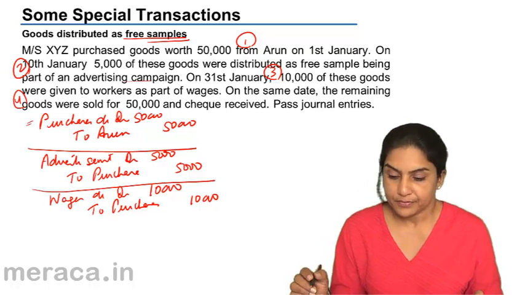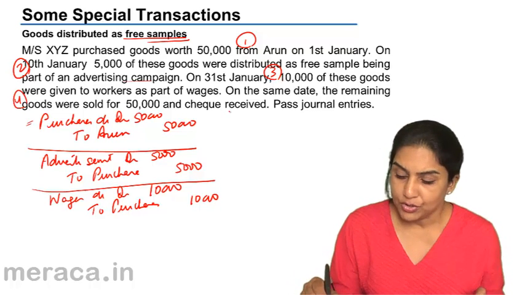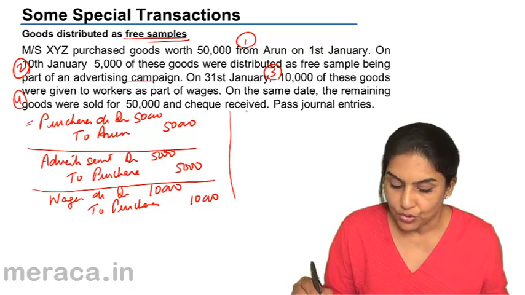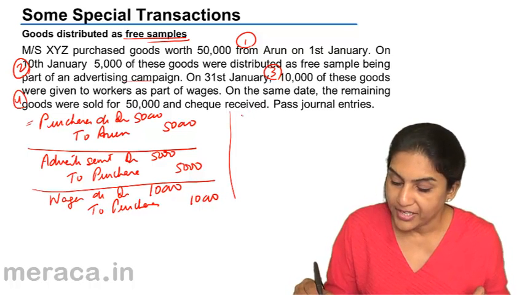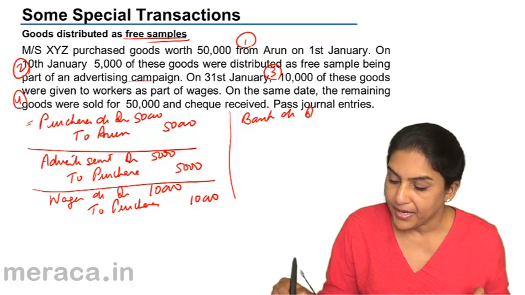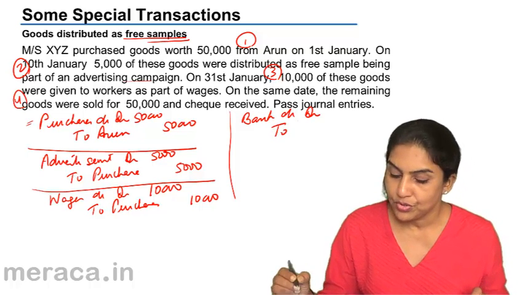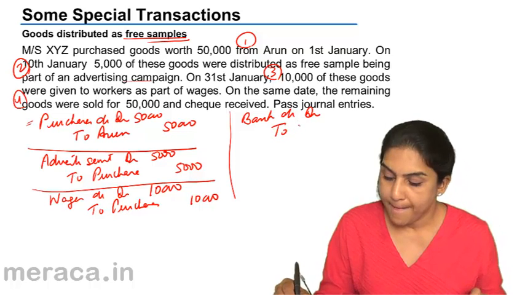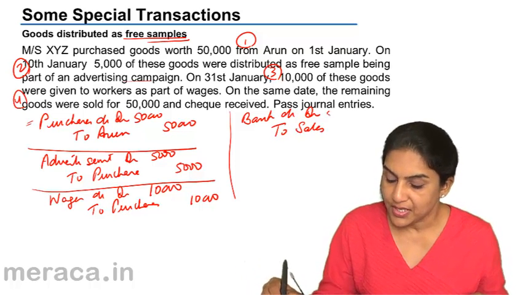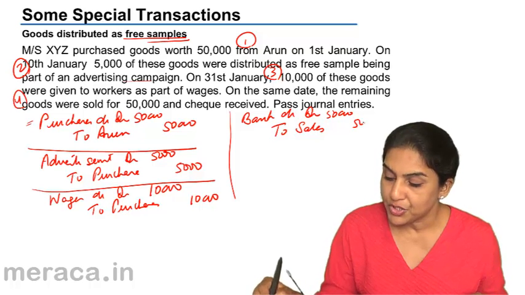Since these goods purchased are not going to be used for sale, it is being given in the form of wages. And finally, goods are sold. You have 35,000 worth of goods left. These are being sold. And cheque was received. Therefore, bank asset goes up, bank account debit to, when goods are sold, we say to sales. We say sales, 50,000. We don't say purchases now.